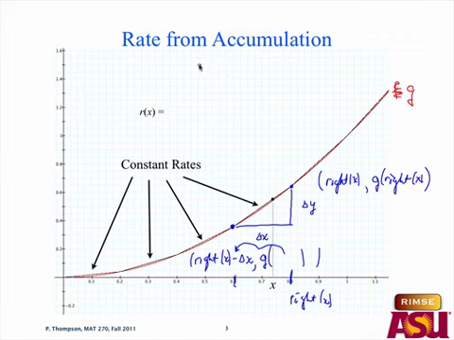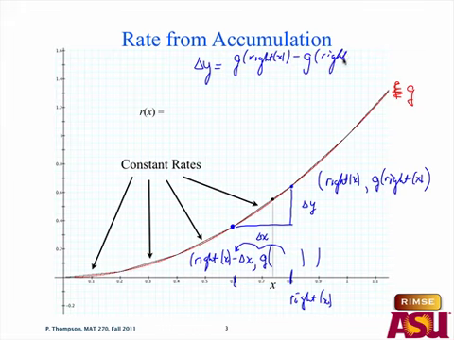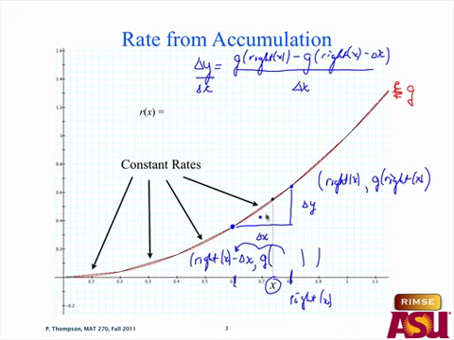Okay, so what's our change in y? G of right of x minus g of right of x minus delta x. Okay? And then we want to divide that by? Change in x. So this is the average rate of change at any point x, right? The average rate of change on our approximating function at any value x that you pick.